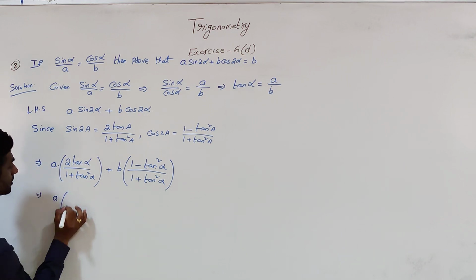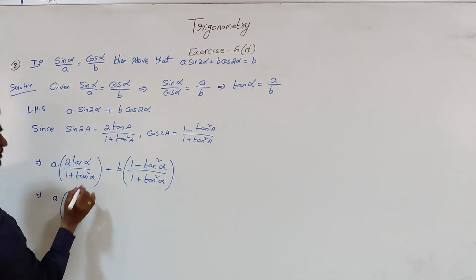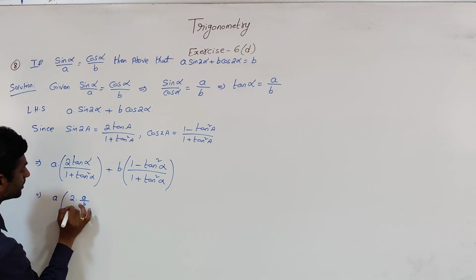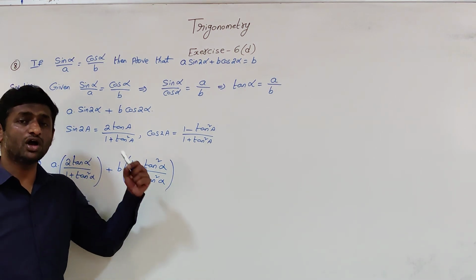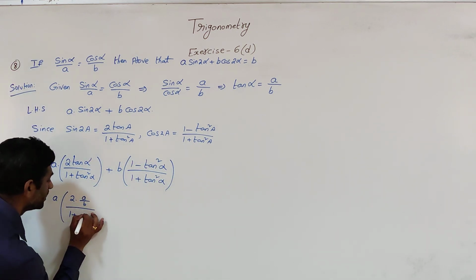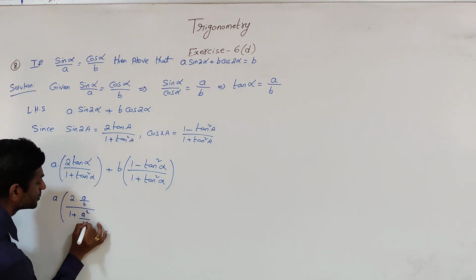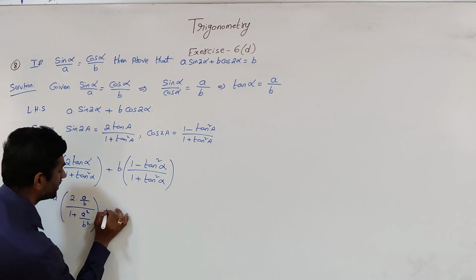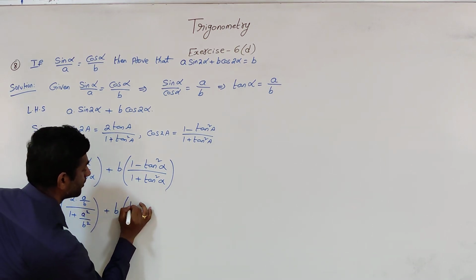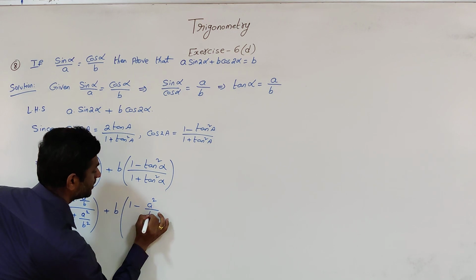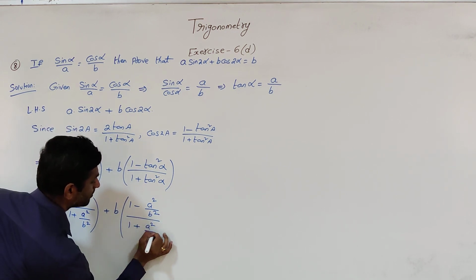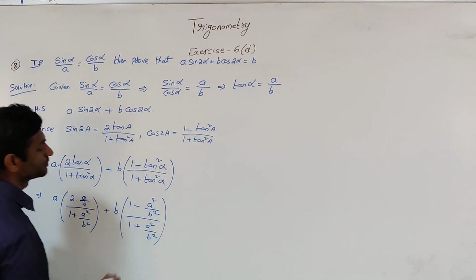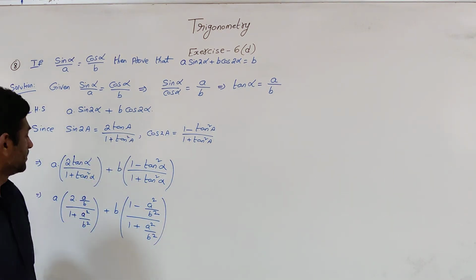A times 2 into tan alpha, A by B, by 1 plus tan square alpha, meaning tan alpha whole square, it will be A square by B square, plus B times (1 minus A square by B square) by (1 plus A square by B square), as tan alpha is A by B. Now simplify.